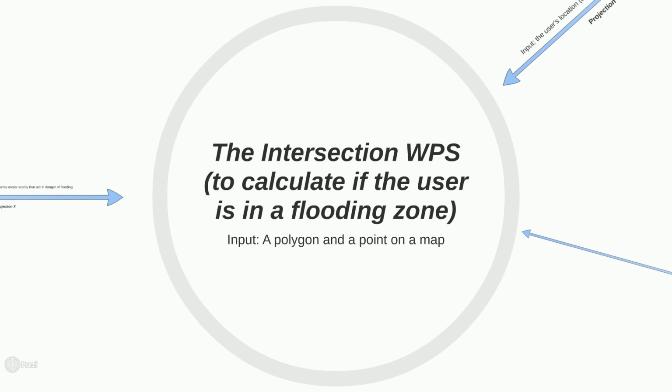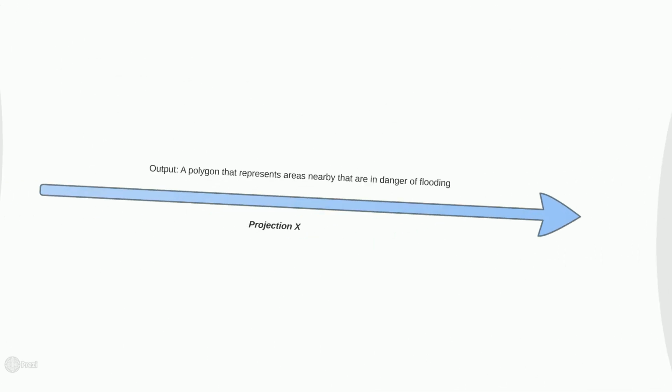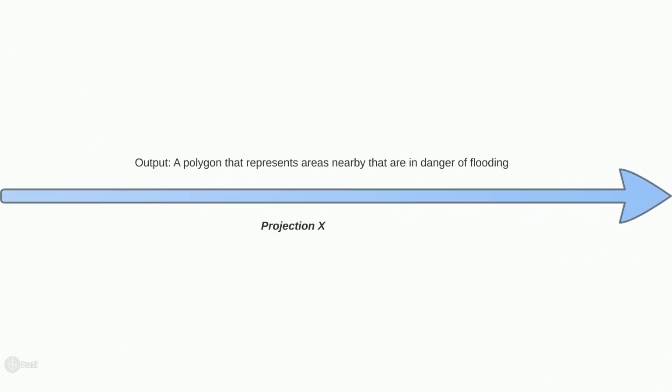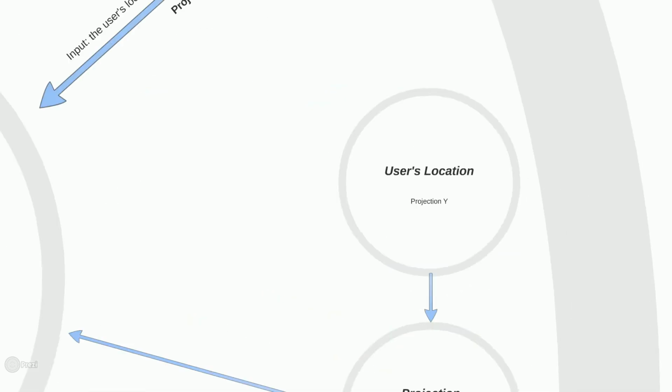It takes in a polygon and a point on a map, which is the location of the user. We already have the user's location obtained via GPS buffering. However, for some reason it is in projection Y. Now you will recall that our flooding polygon is in projection X, and it will not be wise to do geospatial processing on datasets that have different projections. Now the system is intelligent enough to identify this and will attempt to remedy the situation.